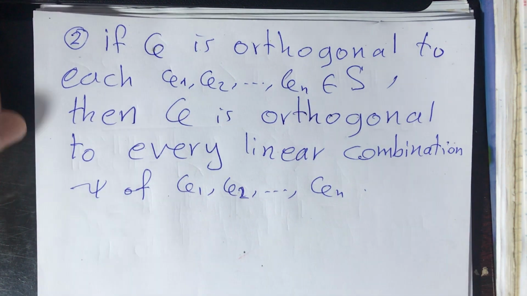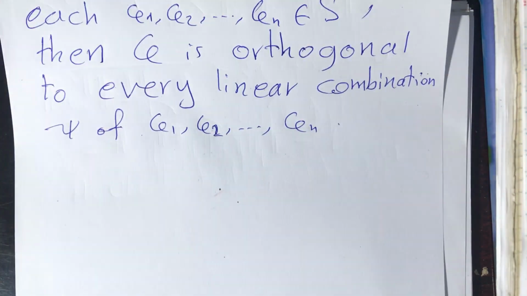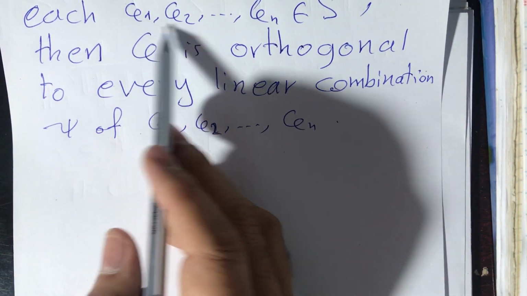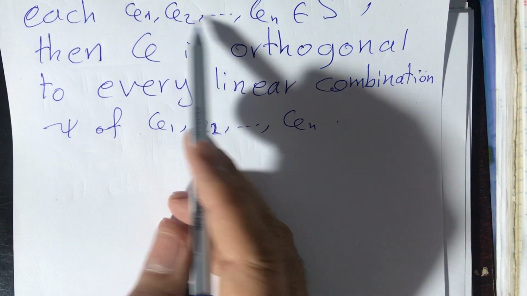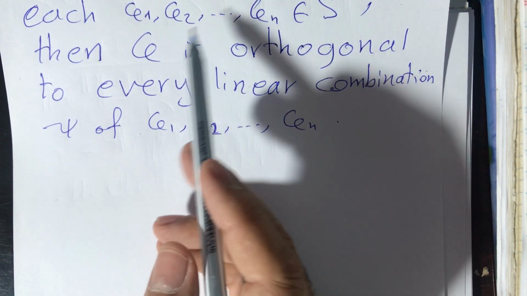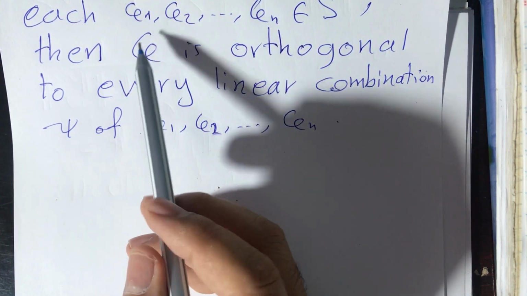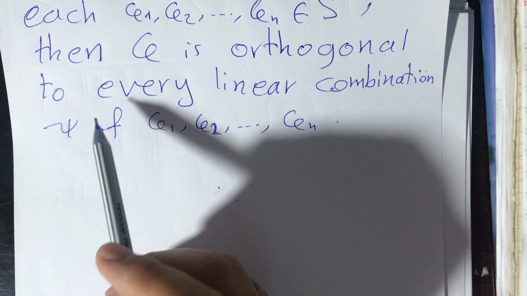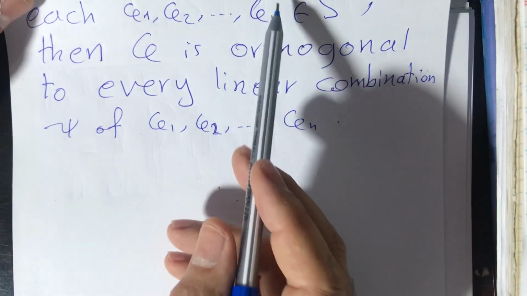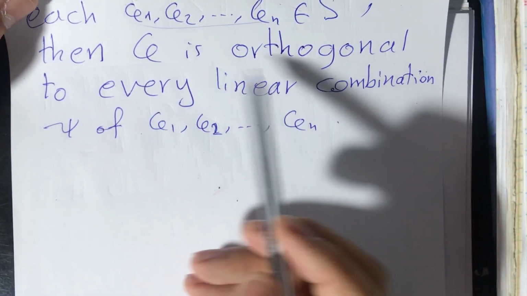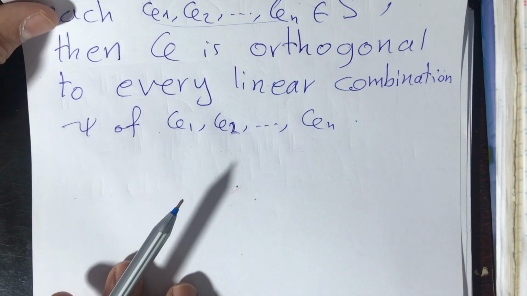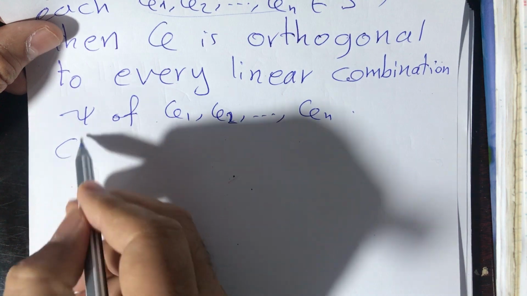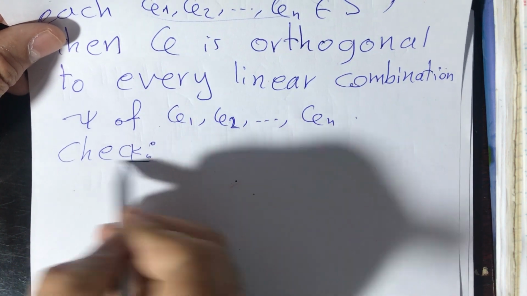We can check that. If phi is orthogonal to all of these vectors in S, phi 1, phi 2 to phi n, then phi is orthogonal to every linear combination of these vectors. We can check this remark.